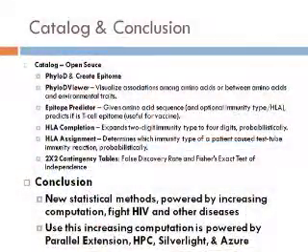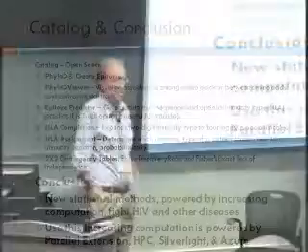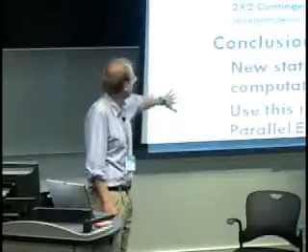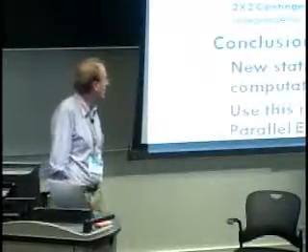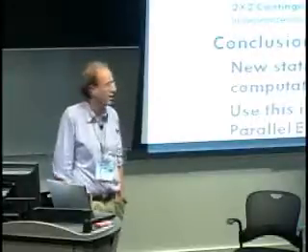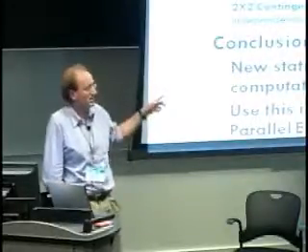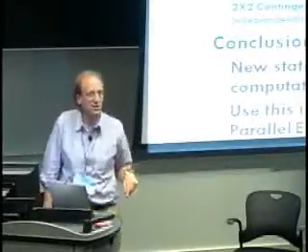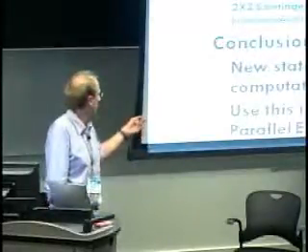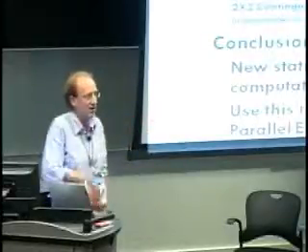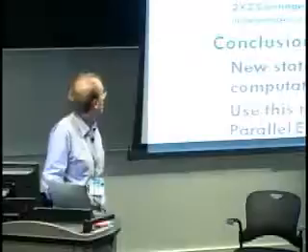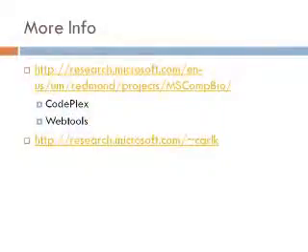So just a catalog of the things that we have available now. There are more things. We have programs and applications coming out all the time. And a concluding statement: there are new statistical methods powered by increasing computation for fighting HIV and other diseases. The thing that powers this ability to use increasing computation is that libraries like Parallel Extensions, HPC, Silverlight, and Azure let us efficiently code up these new programs. For more info, there's a link to all the bio apps, and you can go to my web page, which is a little easier to remember, and you can see the Codeplex and the web pages.